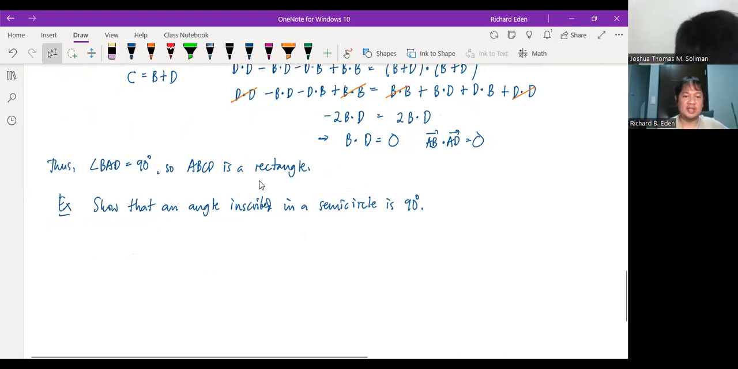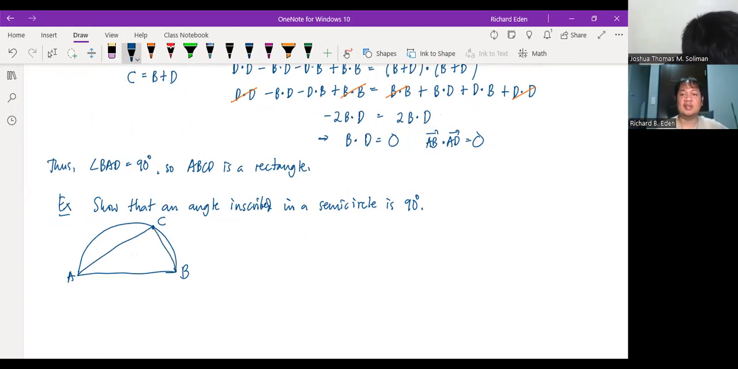So we have a semicircle, and let's say the endpoints of the diameter are A and B. And then for an inscribed angle, we choose an arbitrary point C on the semicircle. We know from previous geometry lessons that angle ACB is 90 degrees. Let's show using vectors that that is the case.